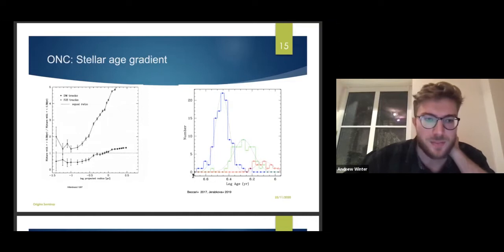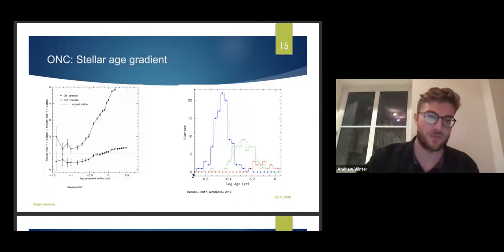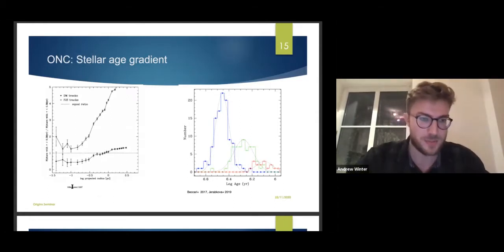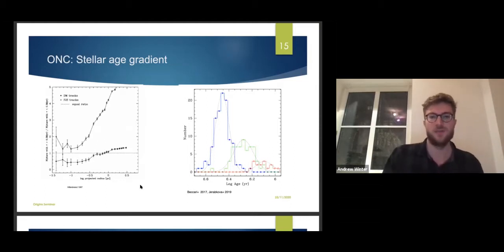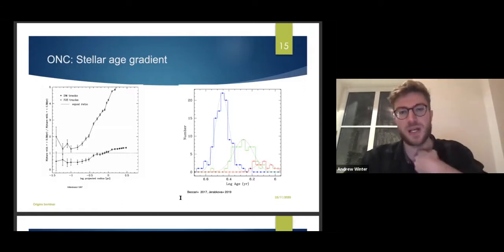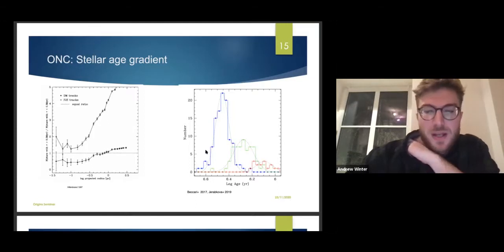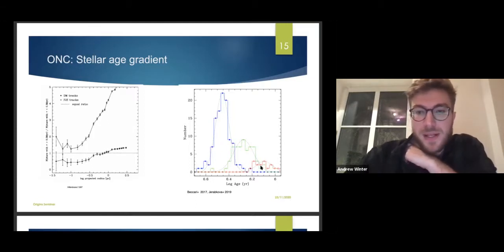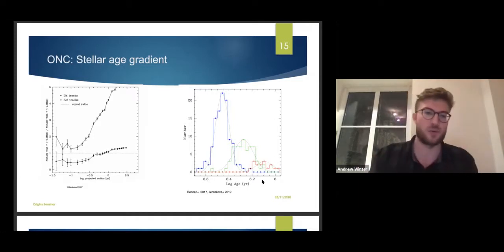And I think that the answer probably lies in the fact that we also see a stellar age gradient in the Orion Nebula Cluster. This has been documented for a while. Hillenbrand in 1997 showed that the younger stars were preferentially in the center of the Orion Nebula Cluster. This has been demonstrated by a few authors since. One of the more recent studies, Beccari et al. in 2017, showed that there might even be three distinct stellar populations spread by about a million years each. And those that are the youngest, again, are more centrally concentrated.